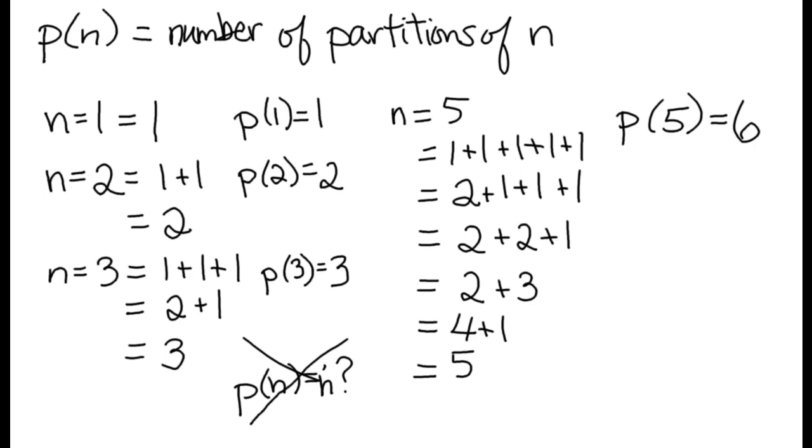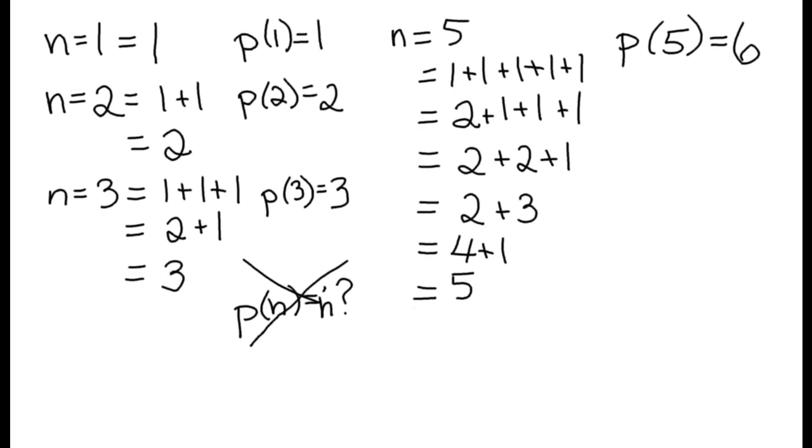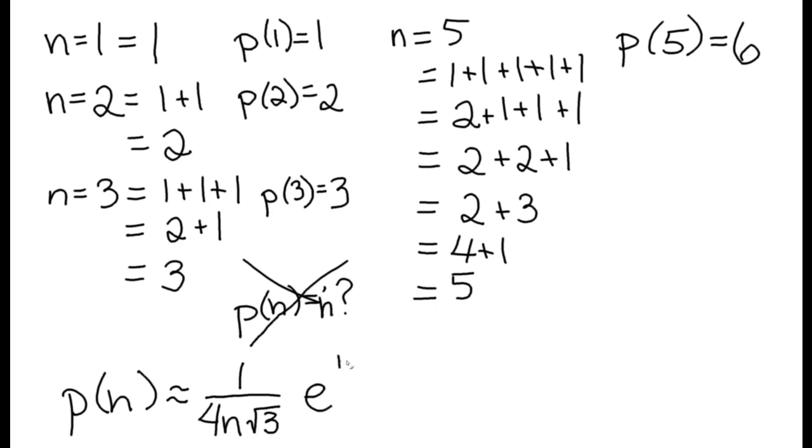Well, there's a lot of mathematics behind this estimate, so I'm not going to go into the details, but I will at least show you the formula that Ramanujan came up with. He said that P of n is about, it's not exactly, this complicated number. 1 divided by 4 times n times the square root of 3 times the exponential of pi times the square root of 2n over 3.